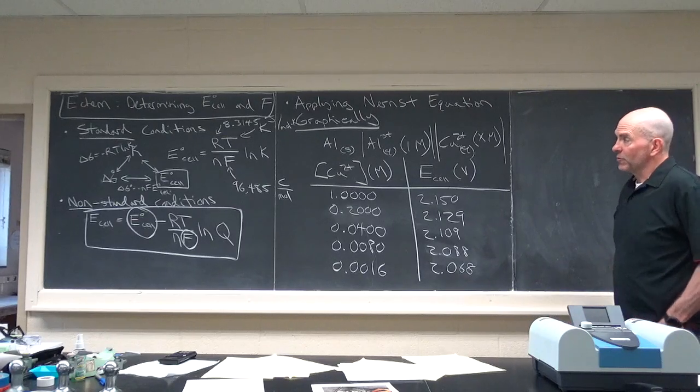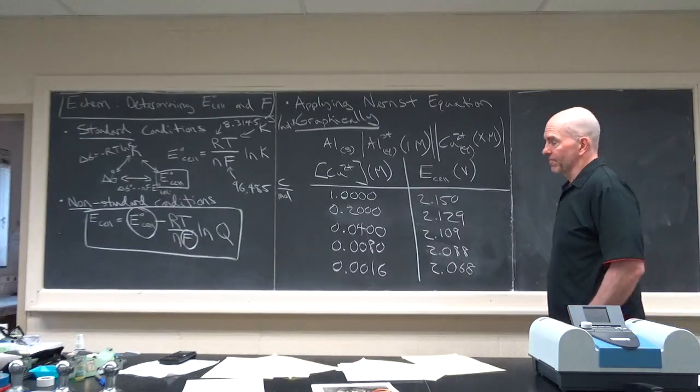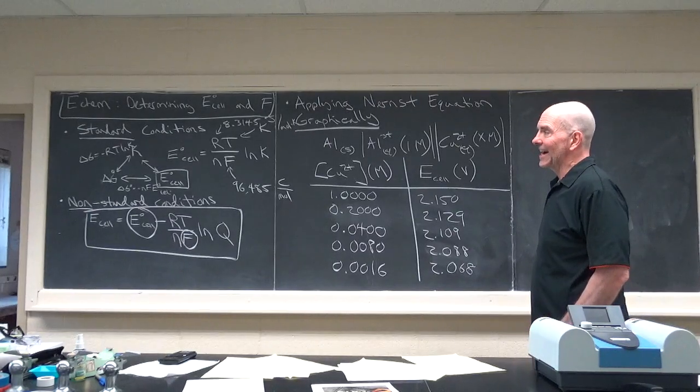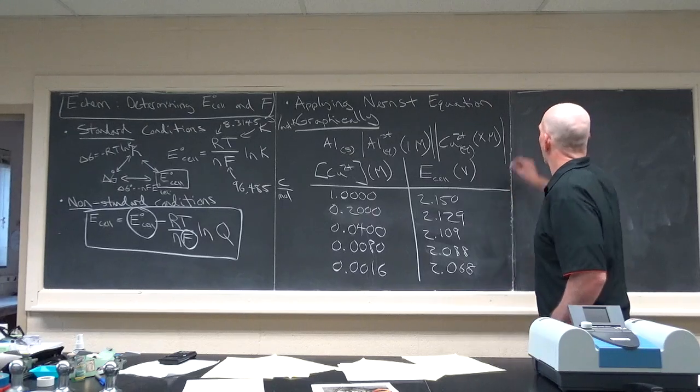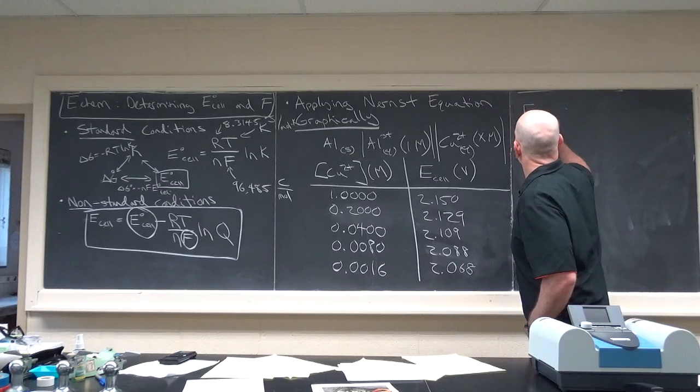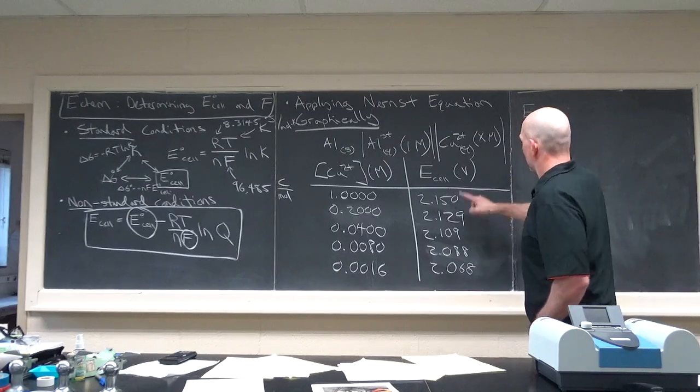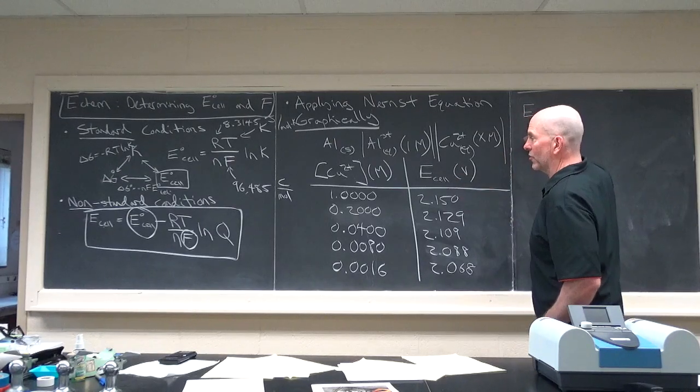So what we're going to do is we're going to rearrange the Nernst equation so that it looks like a line, and it's a pretty mild rearrangement. So we're going to measure those.